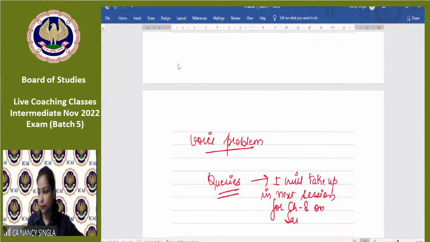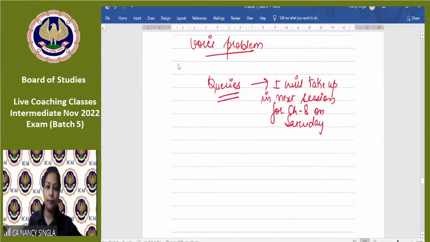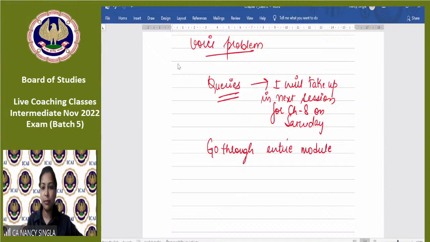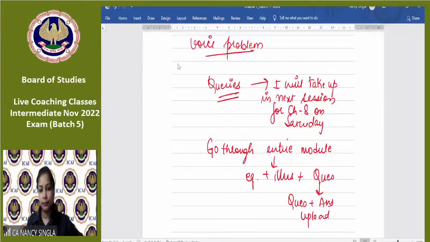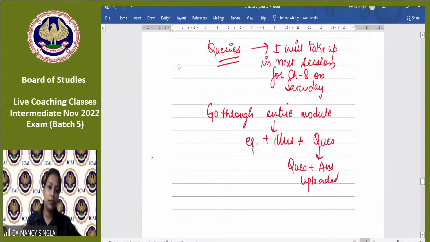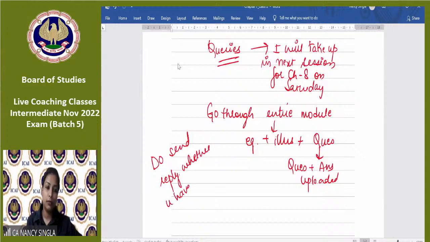On Saturday. ठीक है? Go through entire module. Why I am writing? Because my voice is not reaching many of you. Examples plus illustrations plus questions. Questions plus answers uploaded. Do send replies whether you have.